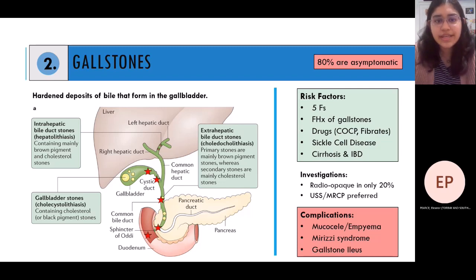So investigations, again, it's radio opaque in only 20% of cases. So actually the ultrasound first line and second line MRCP are often preferred as investigations rather than going for X-ray or CT. And then complications depend on where the gallstone is. So gallstone ileus, I talked about, if it does block the duodenum, and then it can also cause a mucocele or an empyema around the gallbladder, depending on how bad the inflammation gets.